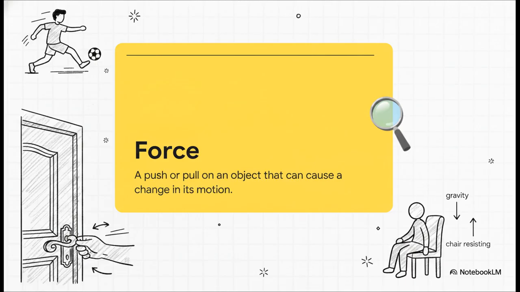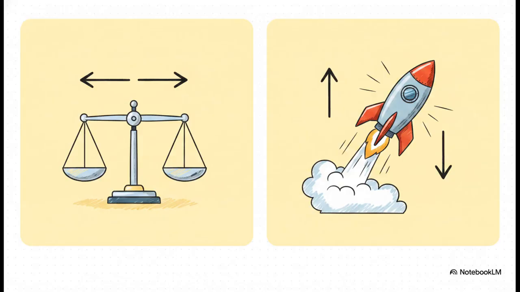Now, what's really interesting about this slide is the difference between balanced and unbalanced forces. Picture a massive game of tug-of-war between two perfectly matched teams. They're sweating, straining, pulling with all their might, but the rope? It doesn't move a single inch. Those forces cancel each other out perfectly. The sum of those forces is exactly zero, which means we have balanced forces. And because they're balanced, the object's motion does not change.